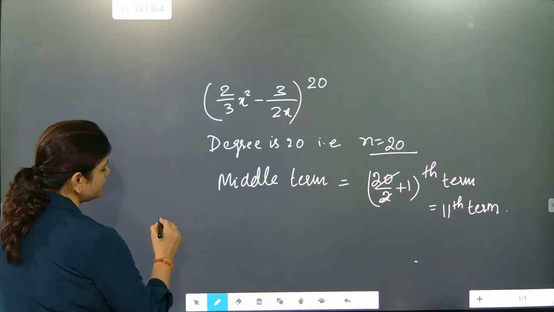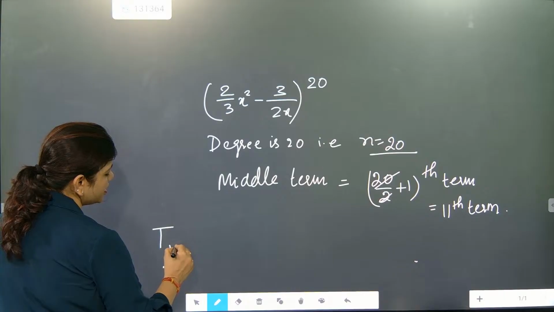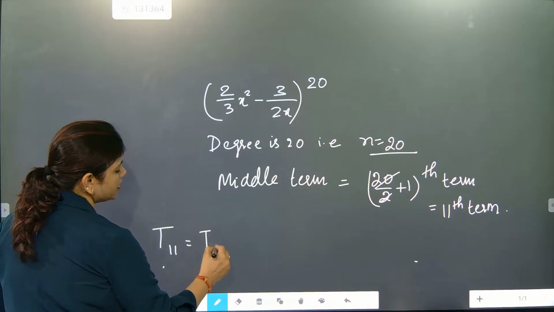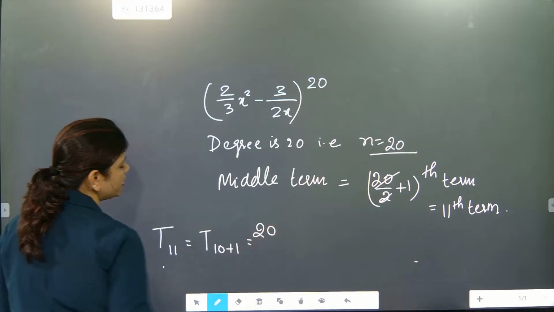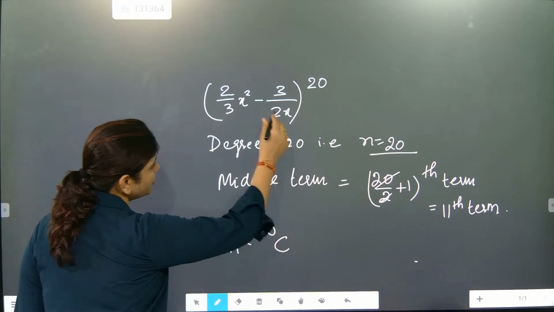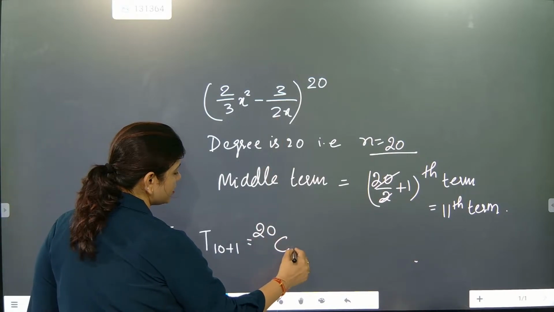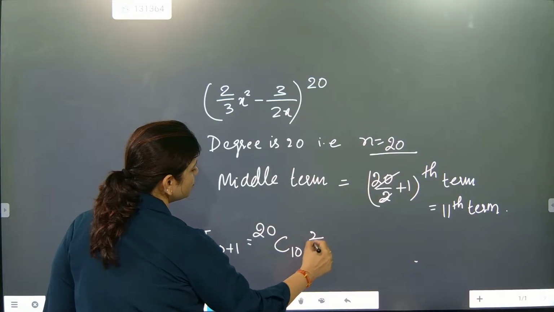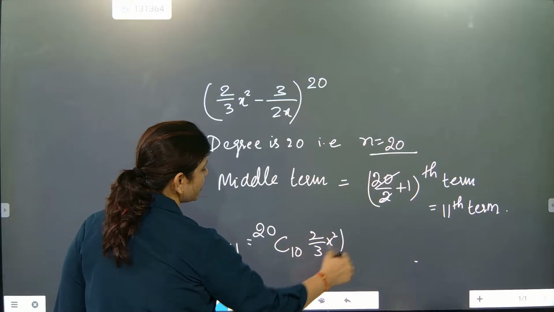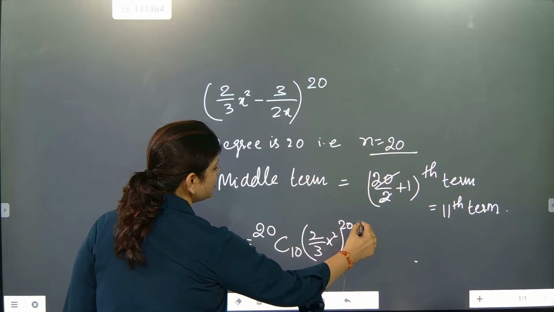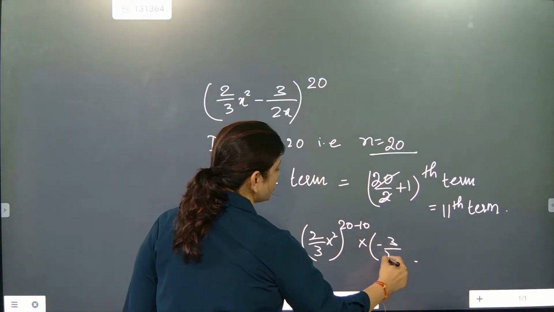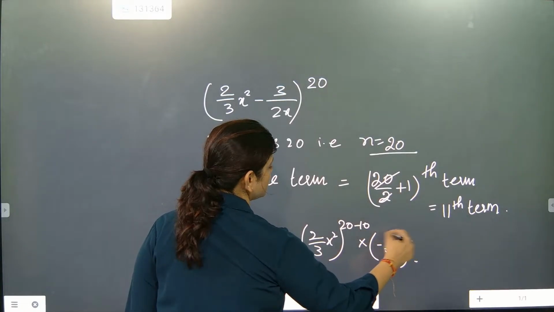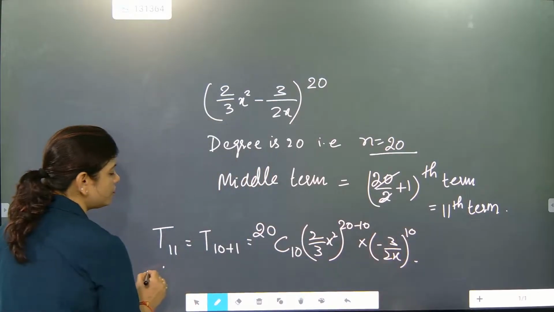After writing the 11th term, how do you find the term? The 11th term is nothing but T10 plus 1. The total degree is 20. So here r will come as 10. Then it is 2 by 3 x square to the power 20 minus 10, into minus 3 by 2x to the power 10. This will become your middle term.